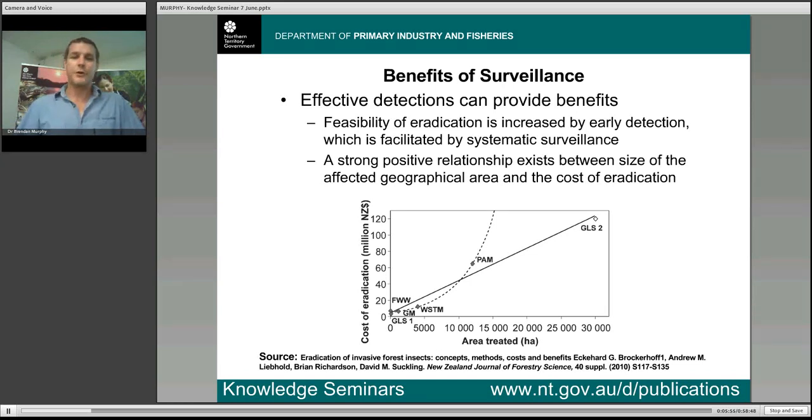eradication. So the species we're looking at here are FWW is fall webworm, GM is gypsy moth, WSTM is white-spotted tussock moth, PAM is painted apple moth, and GLS is gumleaf skeletonizer. And there's actually two invasions of gumleaf skeletonizer. One was found on a couple of trees at the time of detection and eradicated. The second one was so well distributed that an eradication was considered unfeasible. So what this shows is that the sooner you find something, by having a robust or good quality surveillance system, you can actually get a cost benefit out of that.